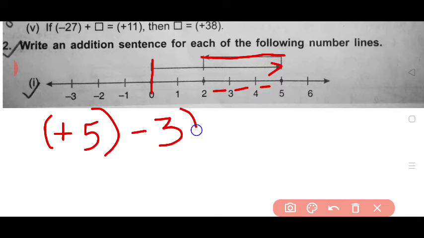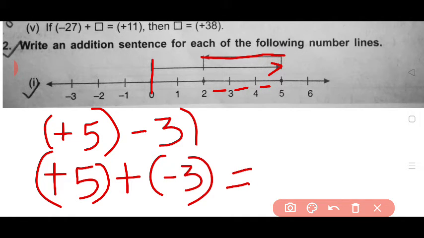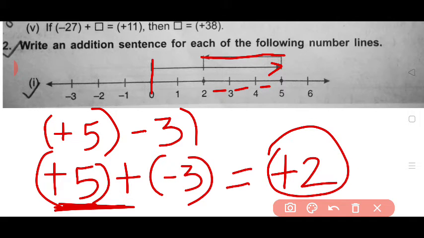-3. But we have to write the addition sentence. In that case, write +5 inside bracket plus, and this -3 will also be in bracket. And what will be the answer now? +2, because +5 is greater one. So we have to put here +2 according to the rule we have already learned previously.